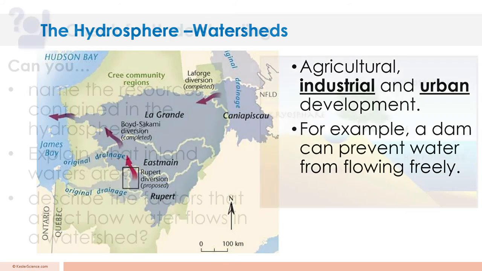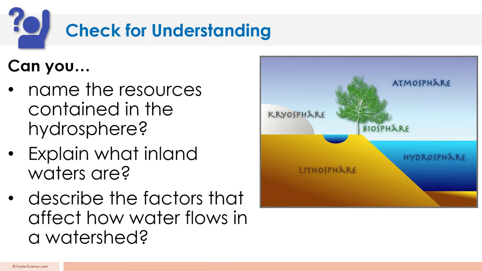So here's what you need to be able to do at the end of this lesson. Can you name the resources contained in the hydrosphere? It's actually just a resource. What is the resource in the hydrosphere? It's in the name. You need to be able to explain what inland waters are. And you need to be able to tell someone the 5 factors that affect how water flows in a watershed.